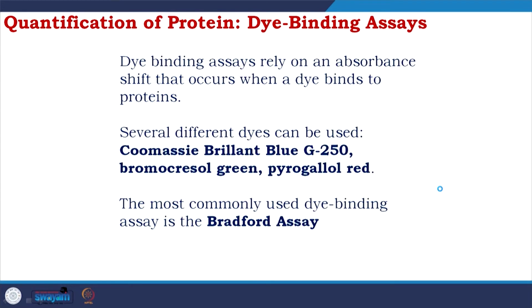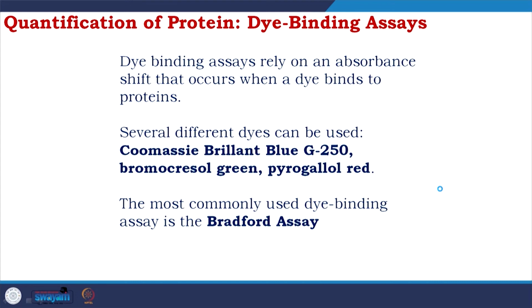So, dye binding assays rely on an absorbance shift that occurs when a dye binds to protein. You have a dye, it binds to protein, and the absorbance changes between the unbound and bound dye. Several different dyes could be used: Coomassie Brilliant Blue G250, which we are going to talk about, Bromocresol Green, Pyrogallol Red, but the most commonly used dye binding assay is the Bradford assay.